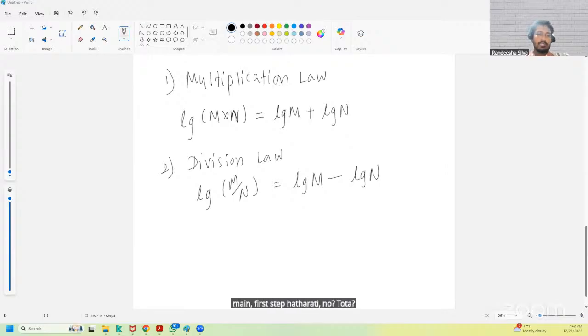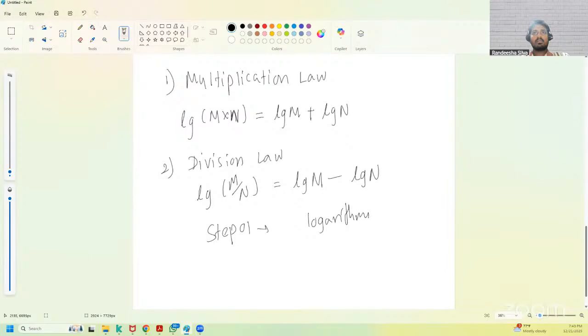So the first step is like this. Step number one. Step one is write the expression in logarithmic form. Write the expression in logarithmic form.